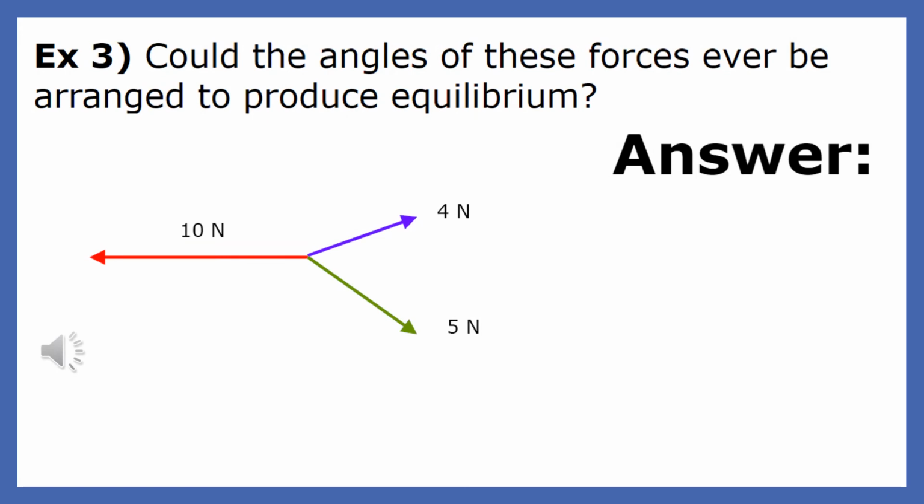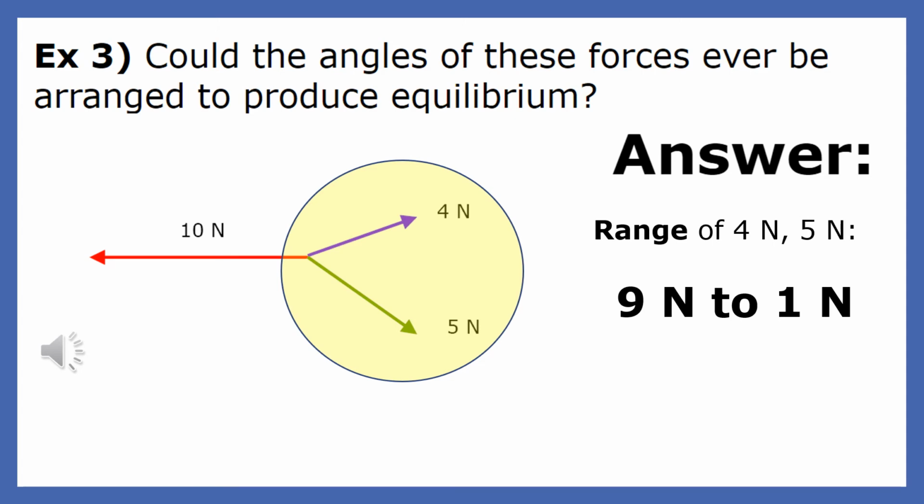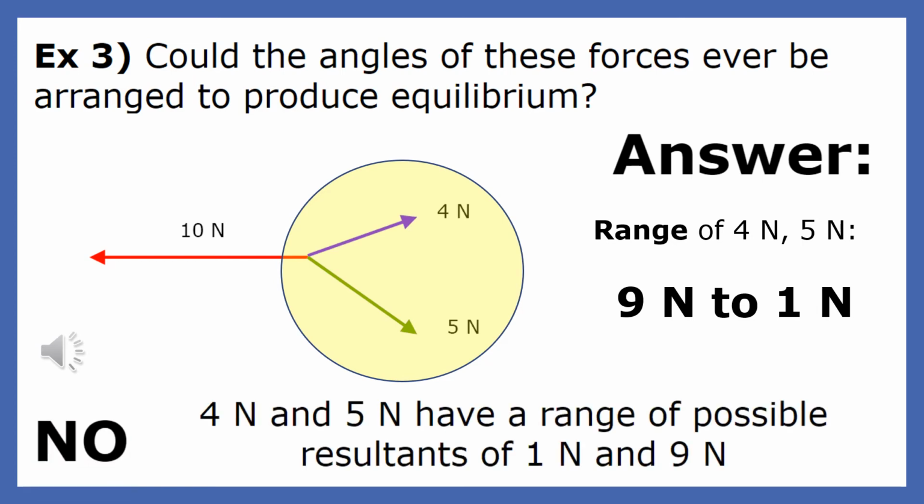Let's try another one. Could the angles of these forces ever be arranged to produce a state of equilibrium? The first step to finding out if these forces could be in a state of equilibrium is to pick any 2 forces and find the range of possible resultants. When we add and subtract the forces, we find that the range of possible resultants is from 9 newtons to 1 newton. Since 10 newtons is not within the range of possible resultants of 4 newtons and 5 newtons, these 3 forces could never be arranged to produce a state of equilibrium.